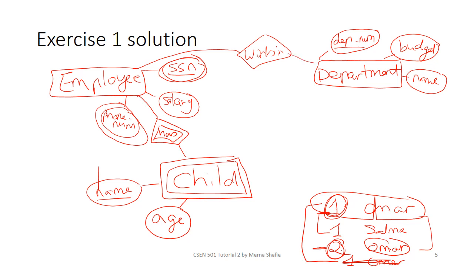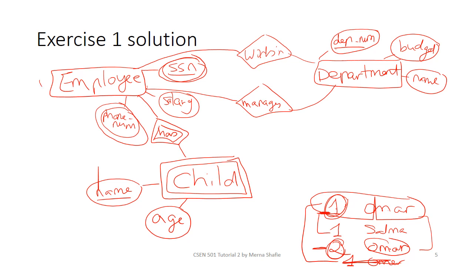Okay, now for the relationships, we had two relationships connecting employee and department, one for works in and one for manages. Okay, so these are all the relationships that we have. Let's do the cardinality and the participation.